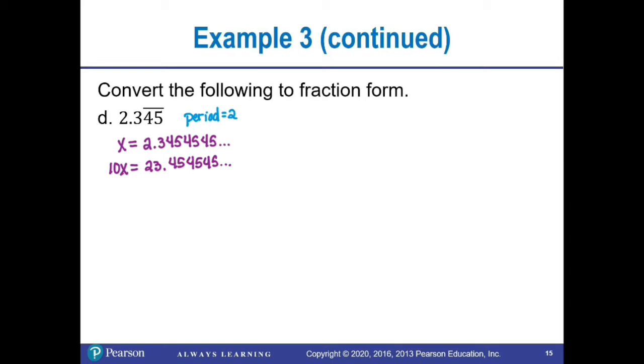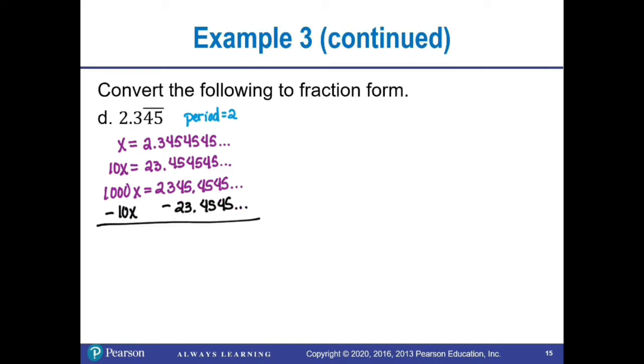10x times 100 gives me 1000x. On the right side, when I multiply by 100, that moves my decimal place 2 places to the right, and so we get 2,345.454545 and so on. My goal when I'm subtracting equations is to make the decimal place go away. If I try to subtract x from both sides, I'm still going to have a decimal place. But if I subtract 10x from both sides, the decimal place goes away.